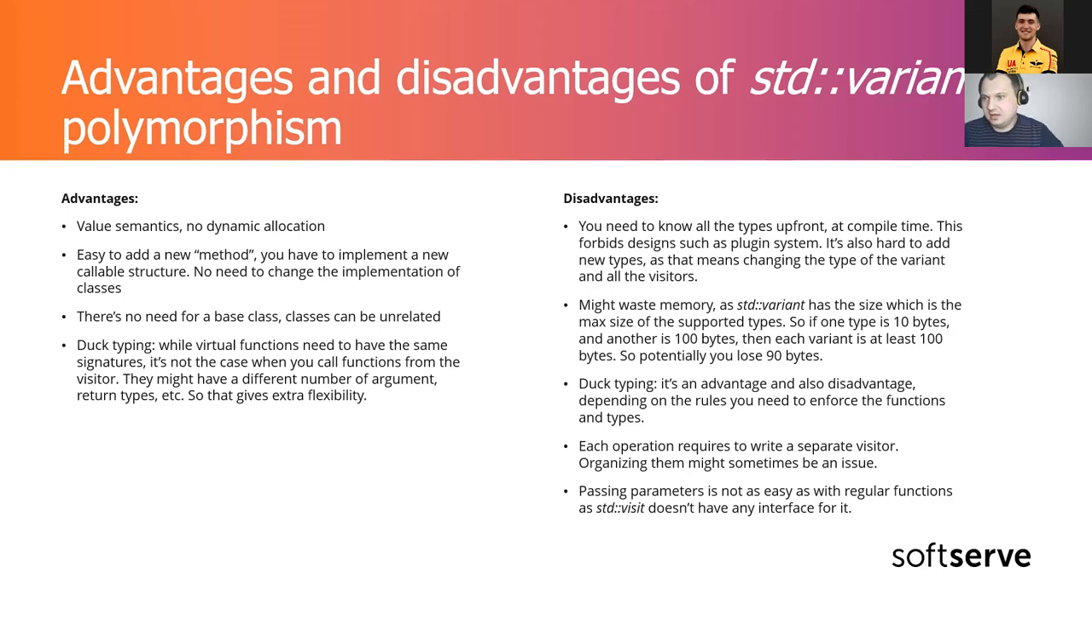And regarding the disadvantages, you need to know all types upfront at compile time, and this forbids designs such as a plugin system. It's also hard to add a new type, and that means changing the type of the variant and all visitors, and it also might waste memory. Like a union, std::variant has the size which is the max size of the supported types. So if one type has 10 bytes and another has 100 bytes, then each variant will be at least 100 bytes. So potentially you lose 90 bytes.